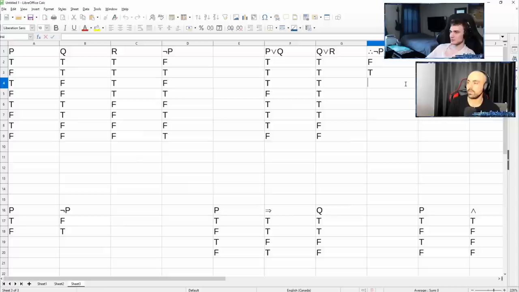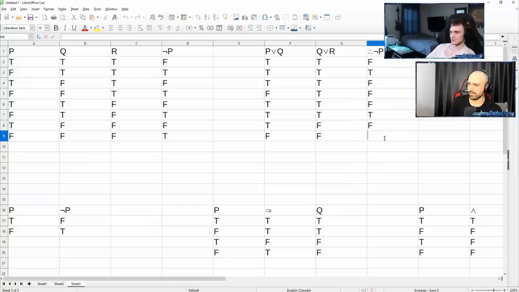Okay, where are we? Not P and Q. That's false? Yep. That's false? Mm-hmm. That's true? Mm-hmm. That's false? Yep. That one, yeah, that's false too. Truth table master over here.